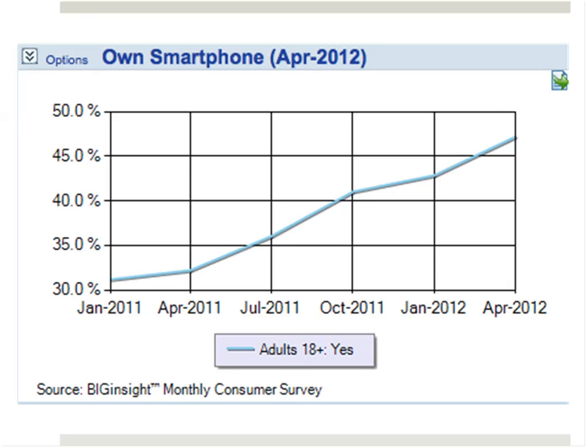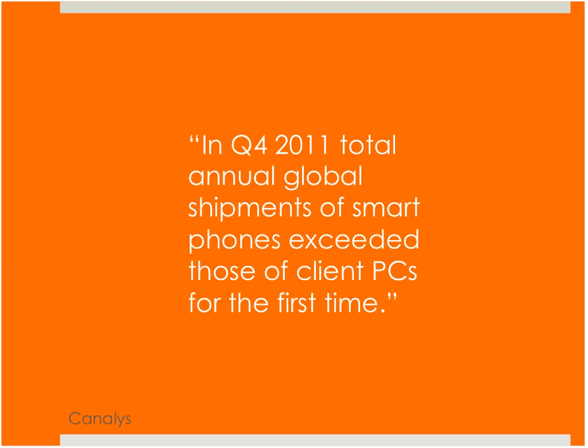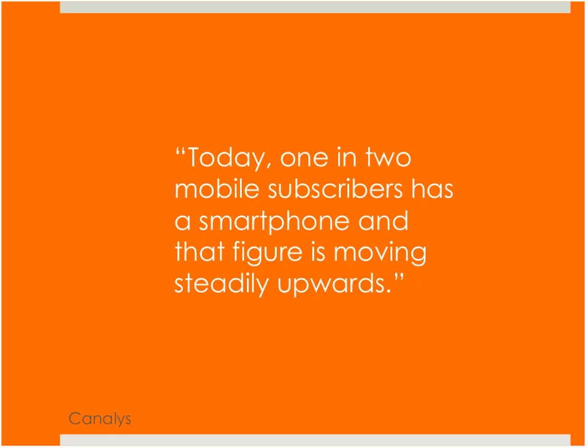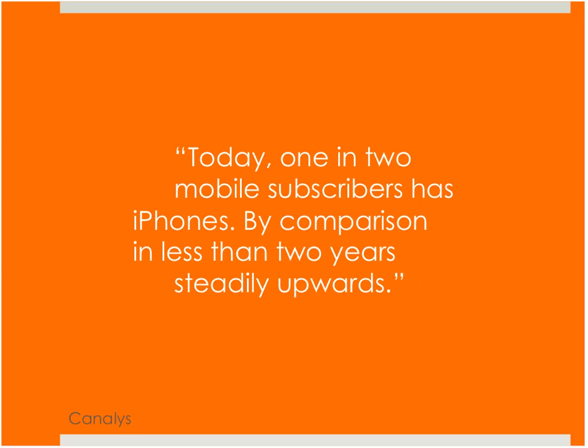So you can see from this graph how smartphone penetration has grown in the last year or so in the United States. You only have to look at that graph to see what's going on. In the last quarter of last year, the annual global shipments of smartphones exceeded those of client PCs for the first time. And what that means is that your audiences are just as likely to be looking at your digital channels on a smartphone as they are on a PC or a laptop. 1 in 2 mobile subscribers now has a smartphone, so they're not just using cell phones, they're using smartphones now, and that figure is moving steadily upwards.